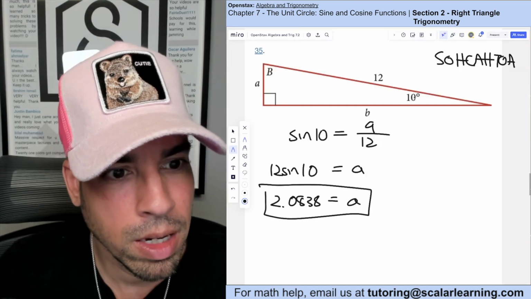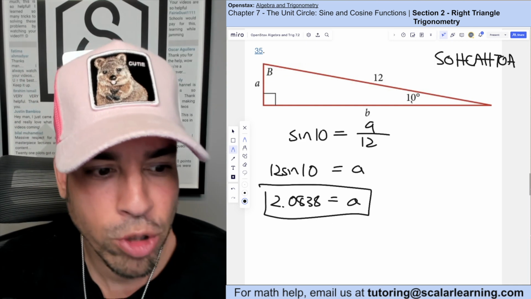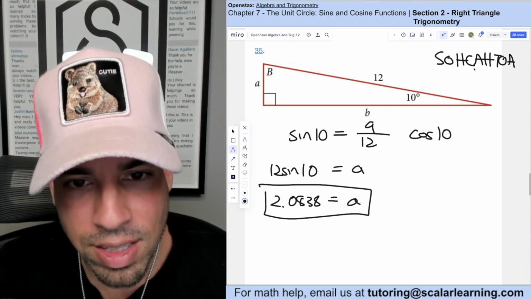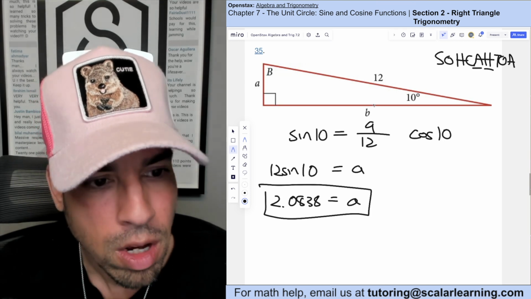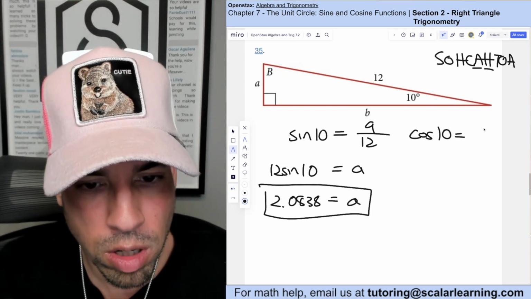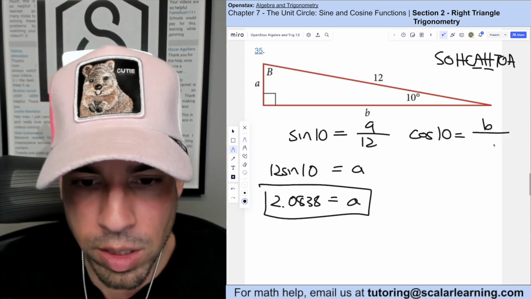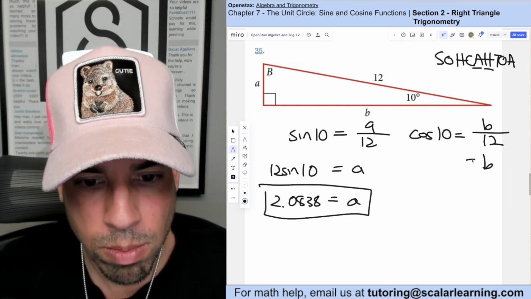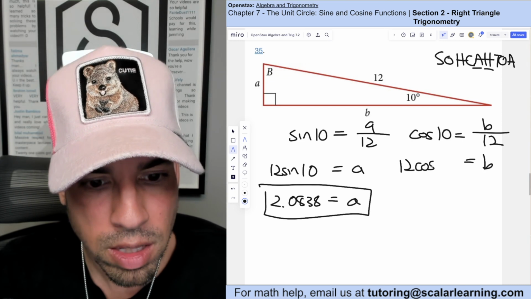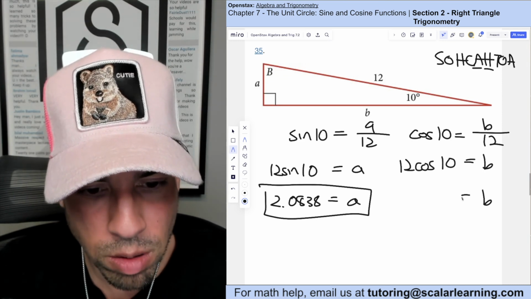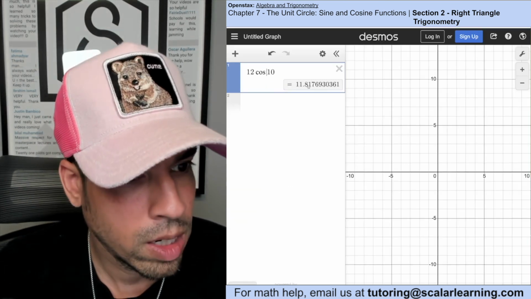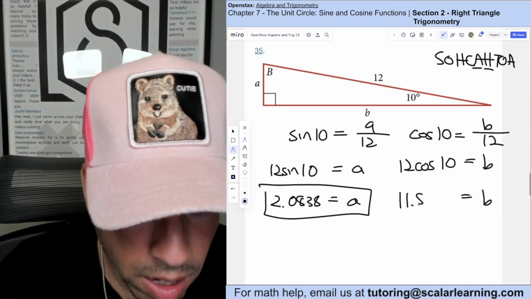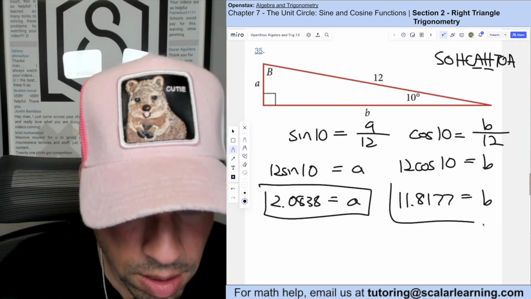Now to get B, well, I have a couple different options, but why don't I just go with cosine of 10? And I'm going to show you why. Again, cosine is adjacent over hypotenuse. So that uses B, which is what we want, and over the hypotenuse, which we know. So that's a really nice function. So now we have that nice whole number to isolate. We're going to multiply both sides by 12. And then to get this approximate value, we're going to plug it into the calculator. So here we get 11.8177. So B equals 11.8177. That's how you do it.